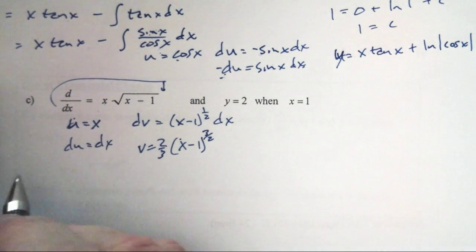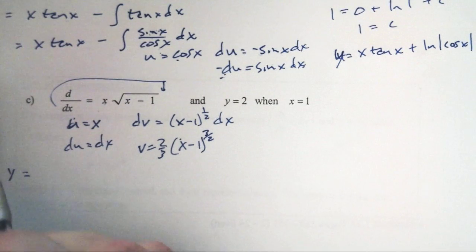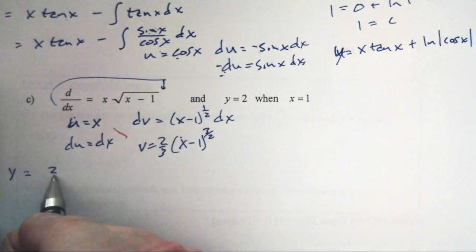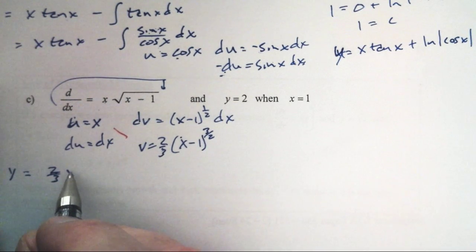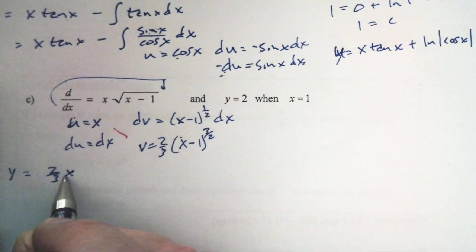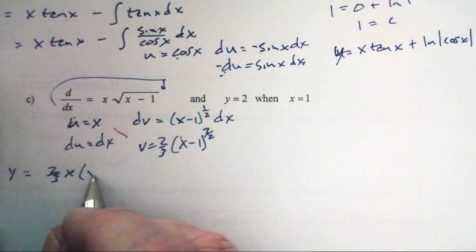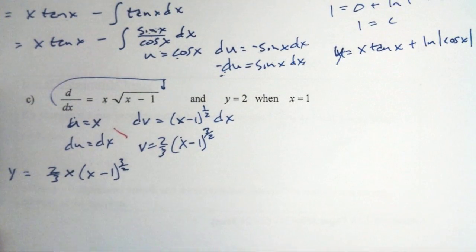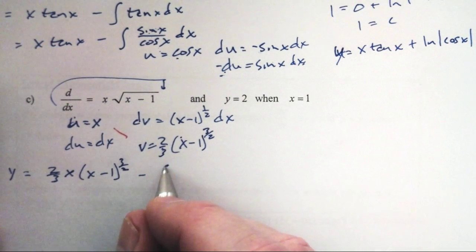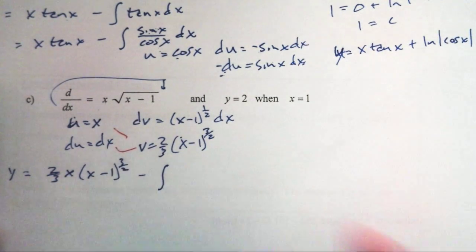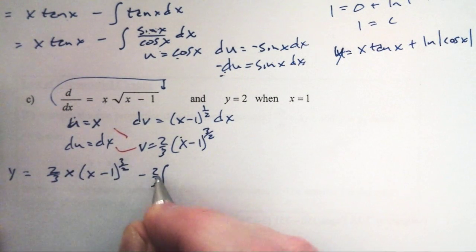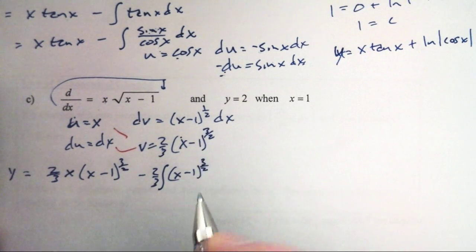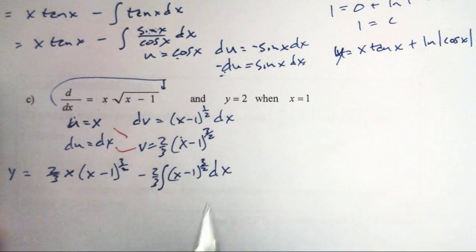but we may still have a little bit of work ahead of us. So we get y equals the product of these. Okay, I've got a 2/3, I've got an x, I've got an x minus 1 to the 3/2. And the nice thing about that, I don't have to do anything with it. It's outside the integral. Minus the integral of these, 2/3 I'll put in front, x minus 1 to the 3/2 and a dx. And I can integrate that.